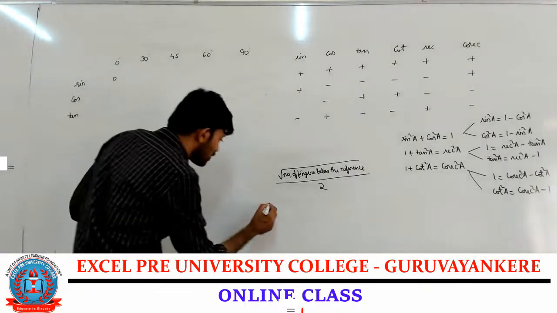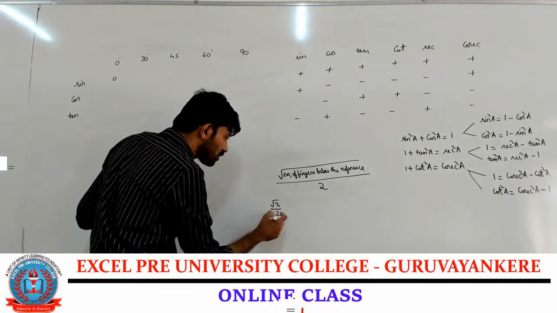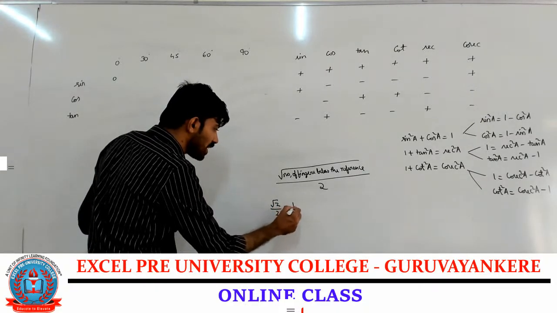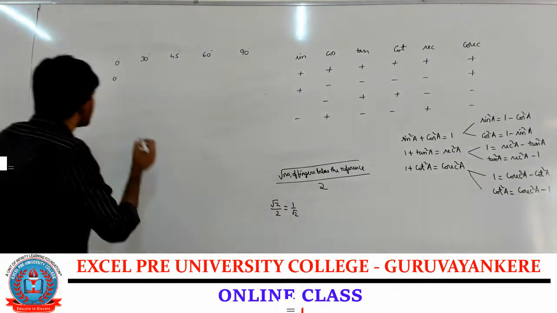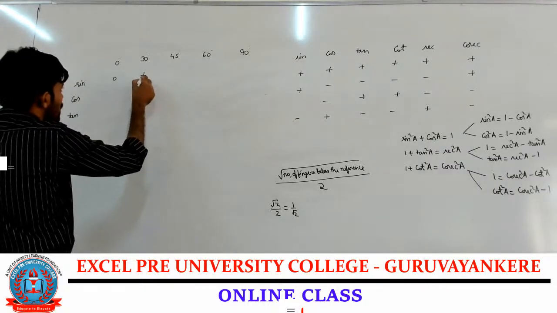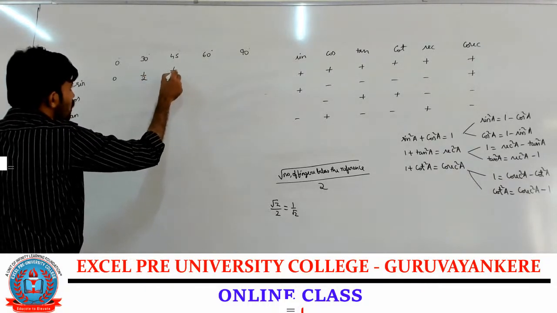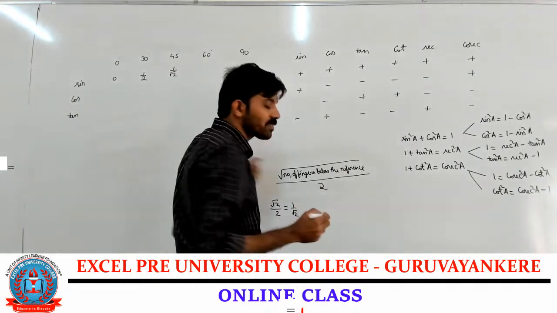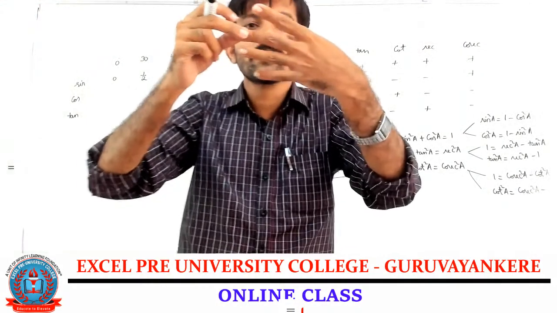Root 2 by 2 simplifies to 1 by root 2 because the denominator 2 can be written as root 2 into root 2. One of the root 2 cancels, and we get 1 by root 2. Correct? Sine 30 is 1 by 2. Sine 45 is 1 by root 2. Sine 60, number of fingers below the reference, this is 60 degrees.